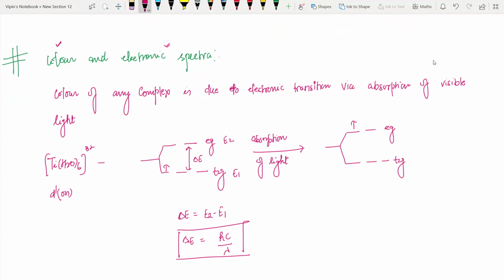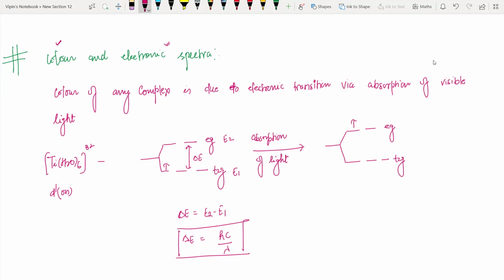The energy difference between the two energy levels is different for different complexes. Therefore, different complexes will absorb different wavelengths, resulting in different kinds of color. It means the color of complexes depends upon the energy difference between energy levels. If the energy difference between two complexes is the same, then they will mostly show the same color. If the energy difference between two or more complexes is different, then they will have different colors. Okay.